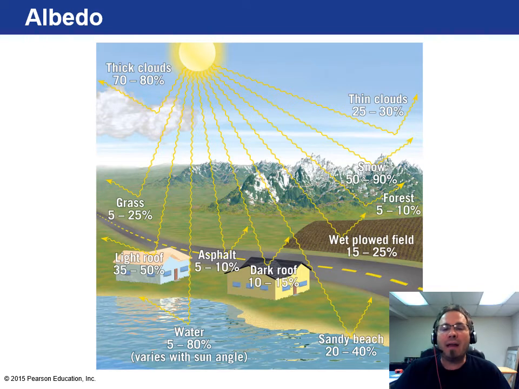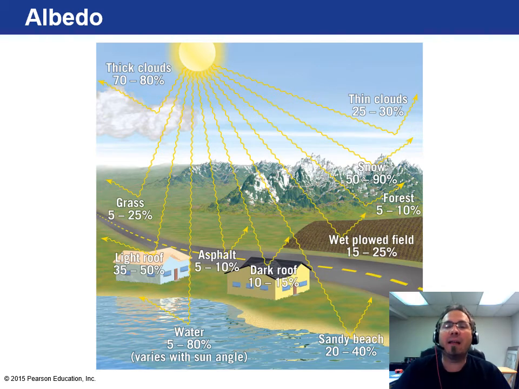Look at the asphalt, it's 5 to 10% albedo. That means 90 to 95% of the rays that hit asphalt are getting absorbed. This is what's being reflected. The numbers you see in this particular slide are the amount being reflected back. So the darker the surface, the less is being reflected back.